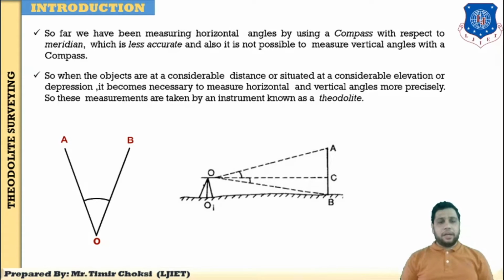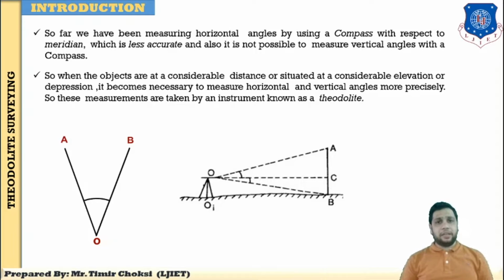So when the object is at a considerable distance or situated at a considerable elevation or depression, it becomes necessary to measure the horizontal angle and vertical angle more precisely, because some points are below the horizontal plane and some points are above the horizontal plane. So the angle of elevation and angle of depression must be found, and the horizontal angle is also necessary to find in the field.